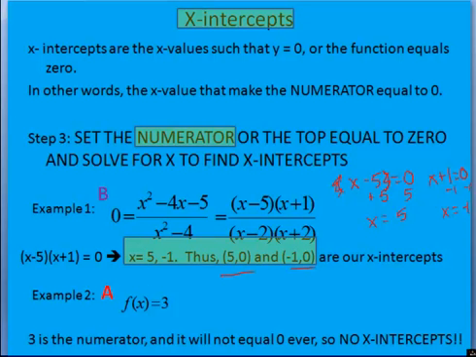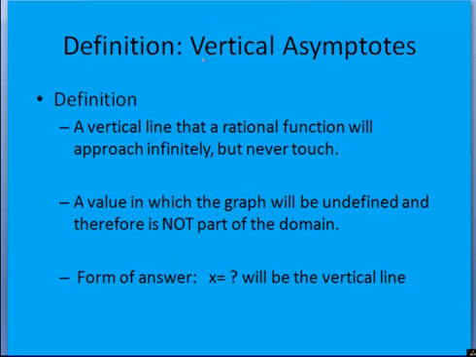Alright, this one, 3 is the numerator, right? Because we're over 1. So this will never equal 0 on the top, so there are no x-intercepts for this particular one. Alright, the next step is vertical asymptotes.